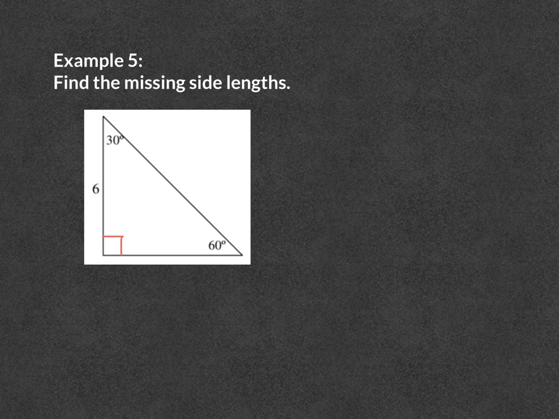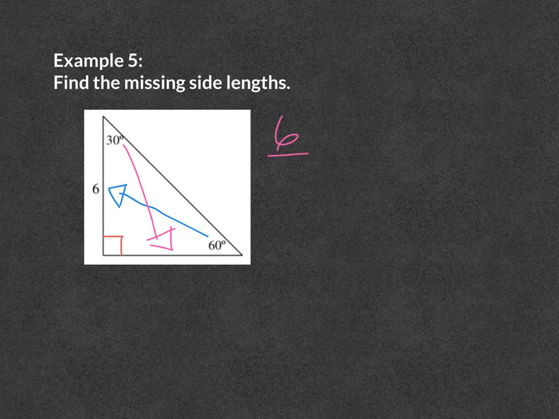Example number 5. Find the missing side lengths. So the side that I do know is the side opposite from the 60-degree angle, which is 6. In order for me to get to the side opposite from the 30-degree angle, all I have to do is take 6 and divide by root 3.